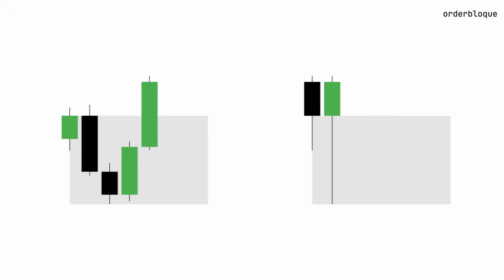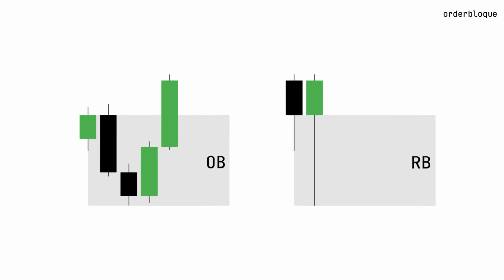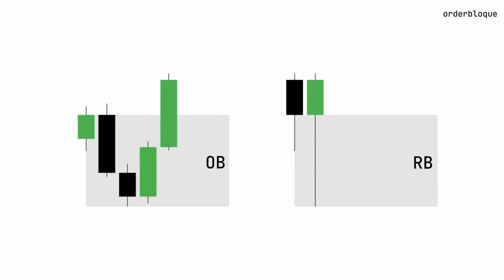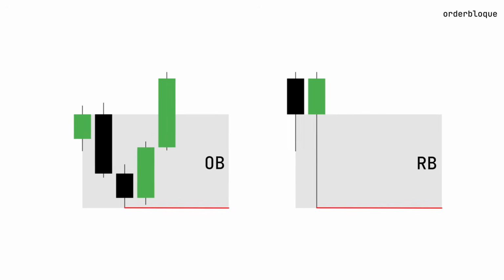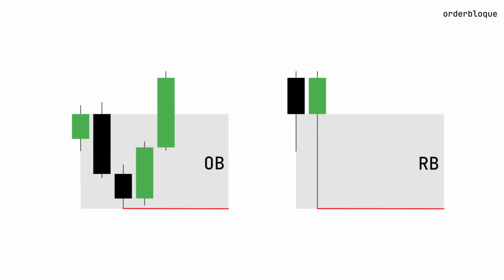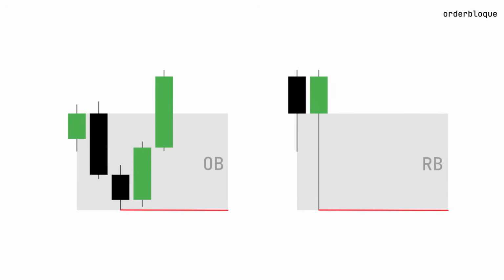As for invalidating these zones, we need to determine a critical line where our idea loses its relevance. In both cases, this refers to the lower boundary. If the price drops even a point below it, our zones become invalid. However, this only applies when the zone is an order block or rejection block.